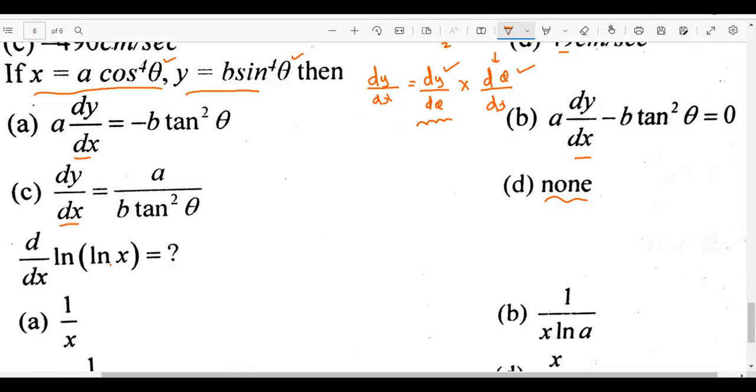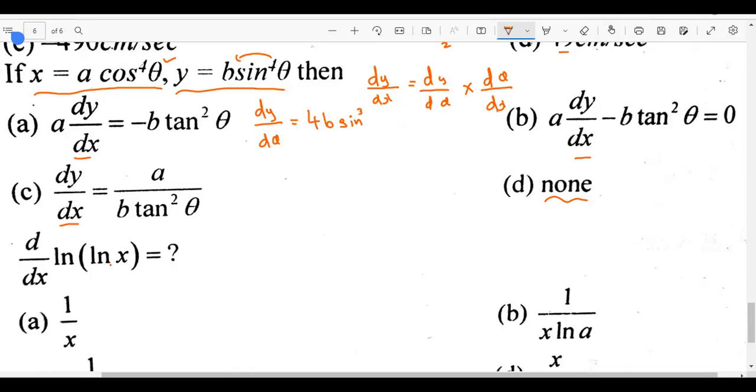So you can try solving this. I'll wait for 2 minutes. Can we do it together? Okay. So what would be dy by d theta? Let's talk about that first. dy by d theta and then d theta by dx. So this is y equals b sine 4 theta. For finding dy by d theta, can you help me with this? It would be 4b sine. Sorry, 4 theta.